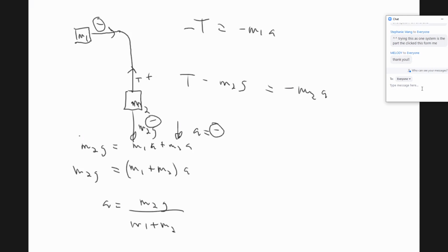Cool. That's what I meant when I say that you have to be consistent with your directions. Okay, so that's your statics and dynamics for forces. Now we're going to move on and talk about work and energy. Okay, so let's define work and energy.